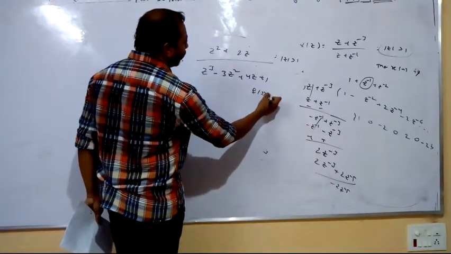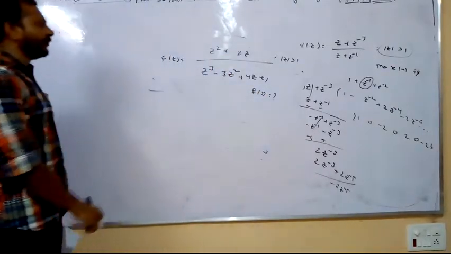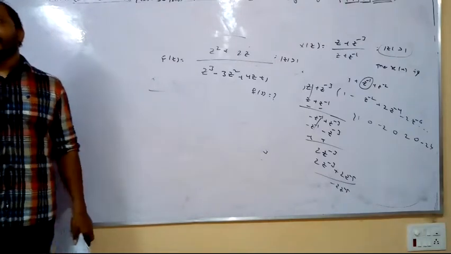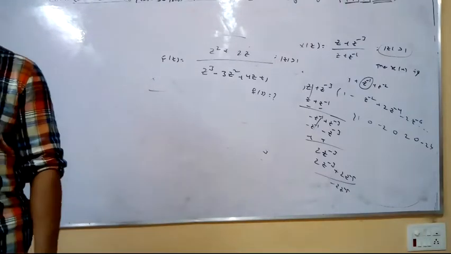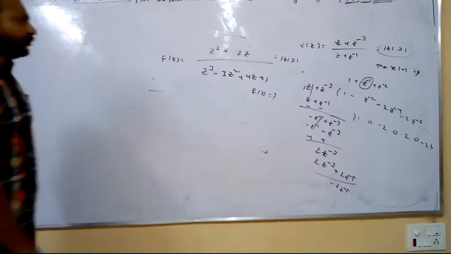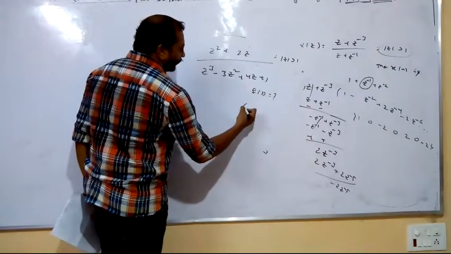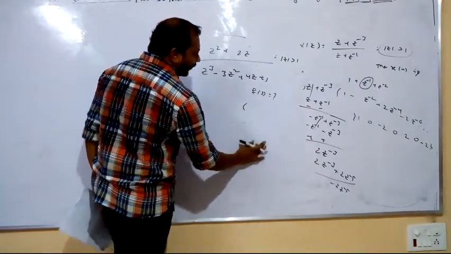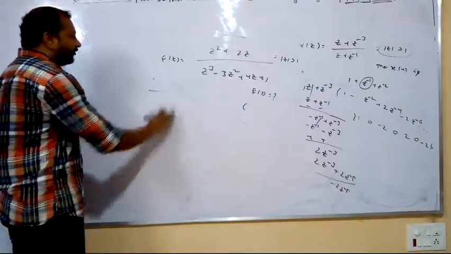F of 3 is equal to how much they are asking. That is nothing but simply the coefficient of the z to the power minus 3 term. The ROC is mod z greater than 1, so the expression you have to get the values in is like that, z power minus 1, z power minus 2, z to the power minus 3, like that.